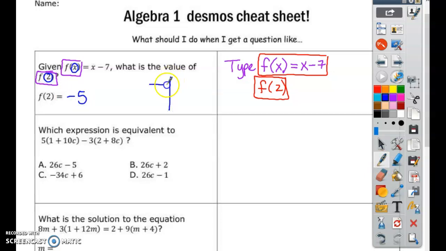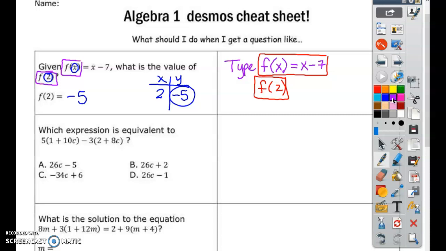Again, it's a table. They're asking you for 2. When x is 2, what is y? Negative 5. That's all they're doing. They're asking you for the y when the x is a certain number. All right, the next one.